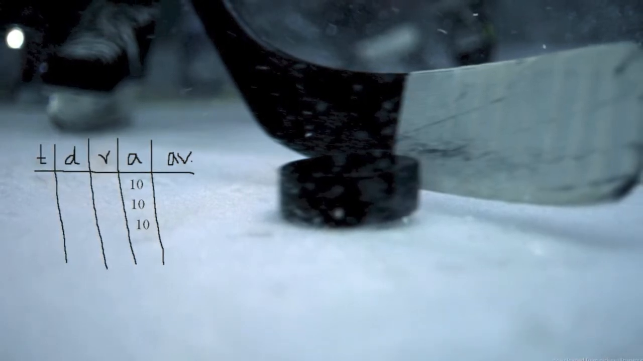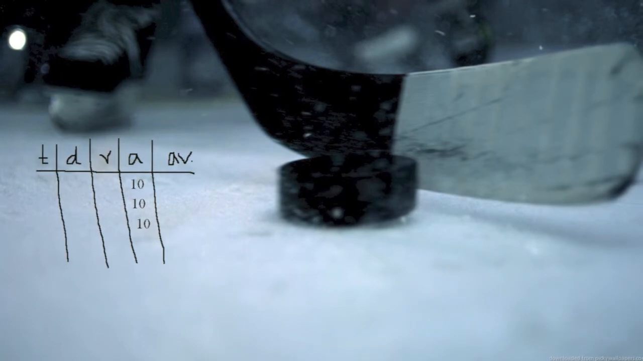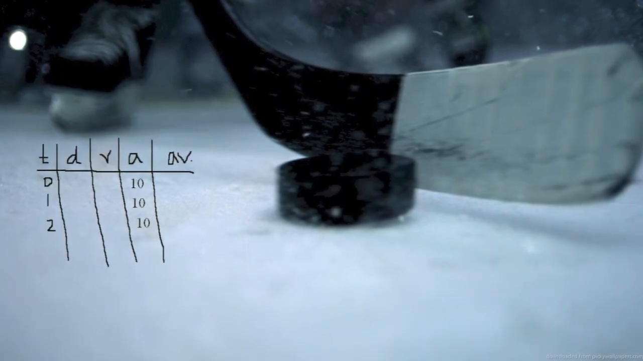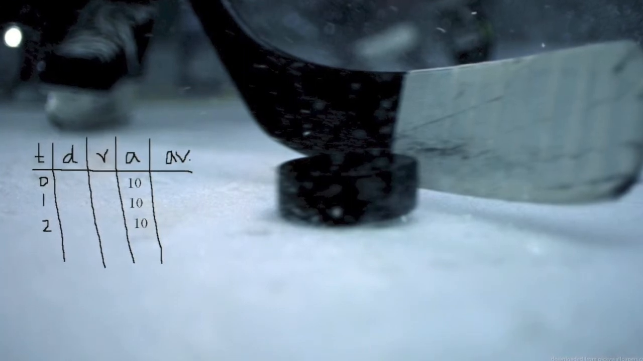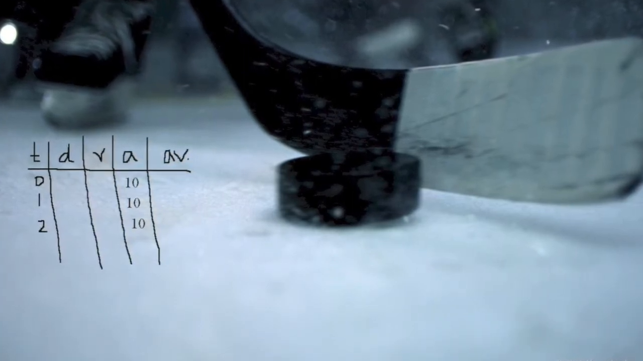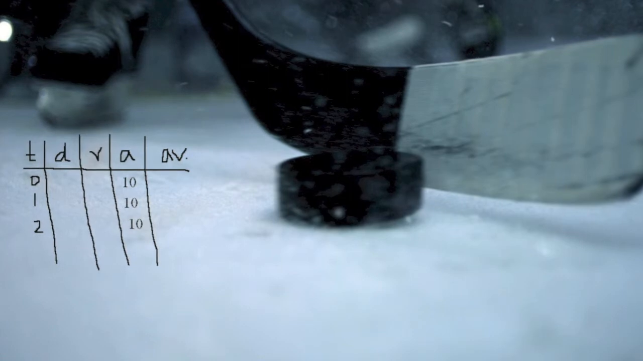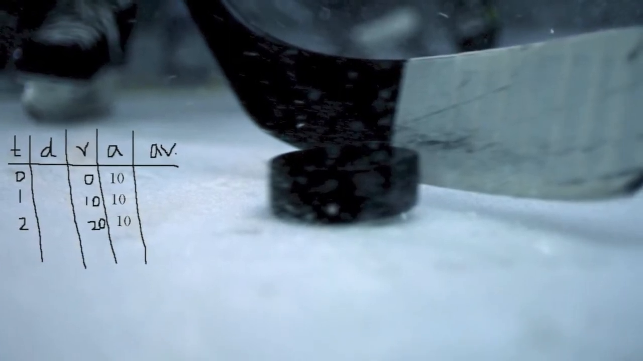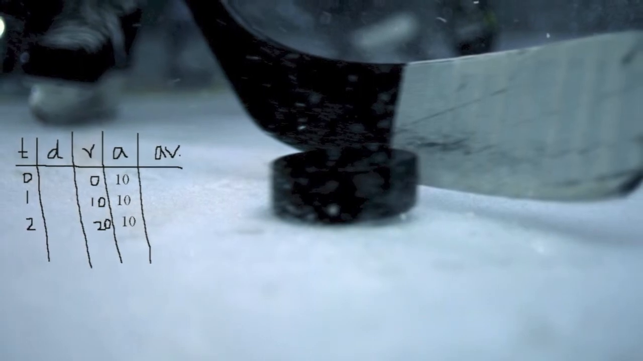We want to figure out how long it will take for the puck to drop to the ice by filling out the table. Acceleration is always 10, because that is how hard gravity pulls on each object. We can also fill in the time in seconds. We want to figure out the velocity because we know the object accelerates at 10 meters per second, so for each second the velocity increases by 10.